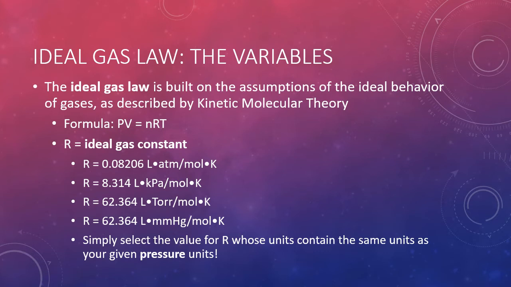When you are setting up an equation for the ideal gas law, you should pick the value for R that has the appropriate pressure units that you are using. For example, if you are using pressure in torr, you should select the value of 62.364 liter torr per mole Kelvin.